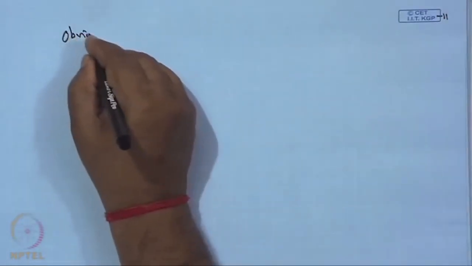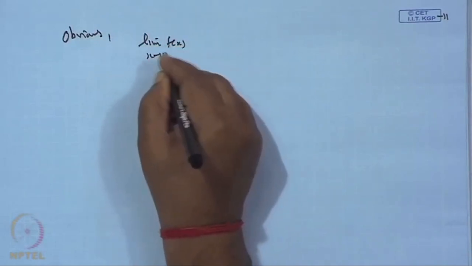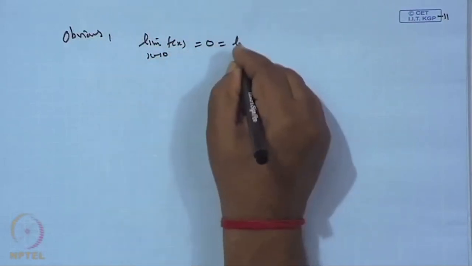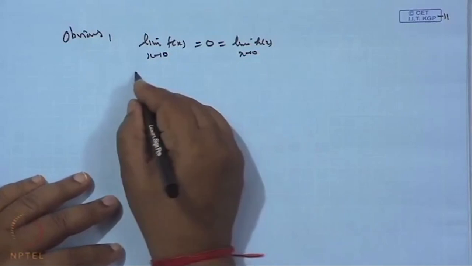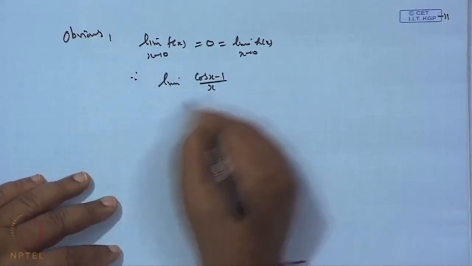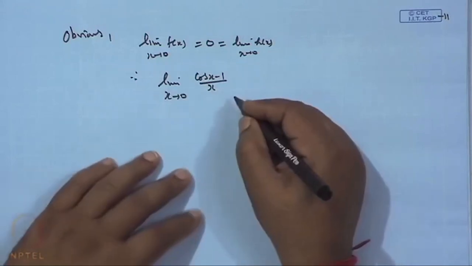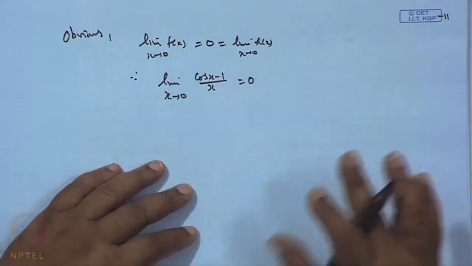So, obviously, the limit of g(x) when x tends to 0 is the same as the limit of h(x) when x tends to 0, both come out to be 0. Therefore, the limit of (cos x minus 1) by x when x tends to 0 will come out to be 0. So, that is the one.